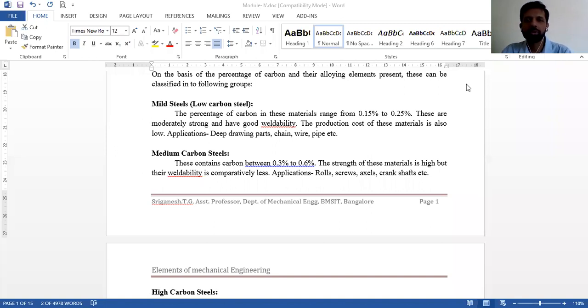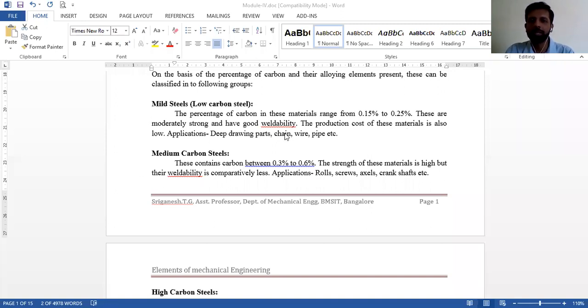So carbon is one of the things that is going to be present in the iron itself. If the carbon content is from 0.15% to 0.25%, then it is called low carbon steel. It is moderately strong, not very strong, and has good weldability. You can use it for welding very easily if the carbon content in the iron is within this range.